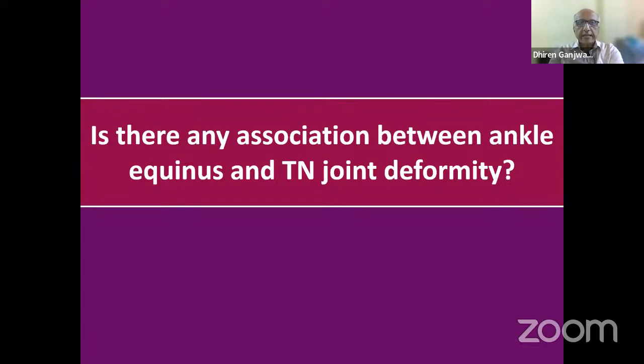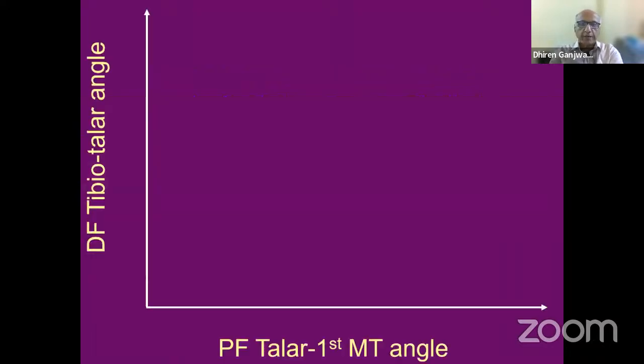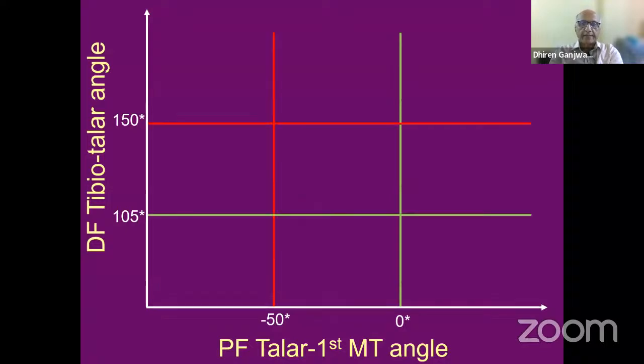Now the question is, is there any association between the hindfoot deformity, that's the equinus, and the talonavicular joint deformity? On the x-axis, we have the plantar flexion view talar first metatarsal angle, and on the y-axis, we have the dorsiflexion tibiotalar angle. We took these 2 points, 0 and minus 50, as a demarcating line. And on the y-axis, we have 105 and 150 as another demarcation line. So now we have 4 lines.